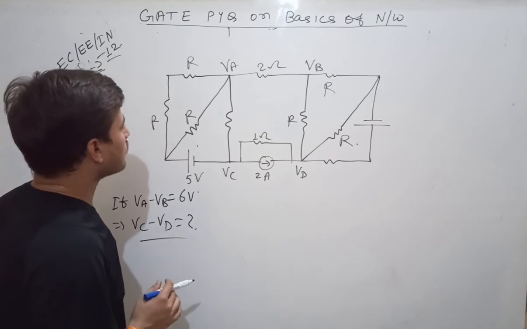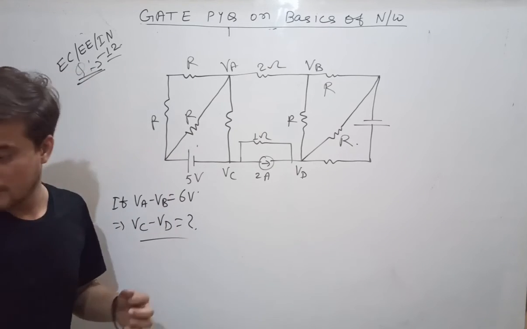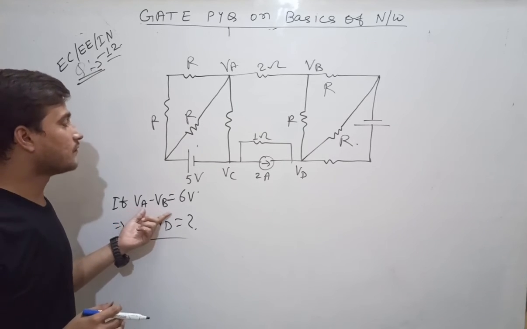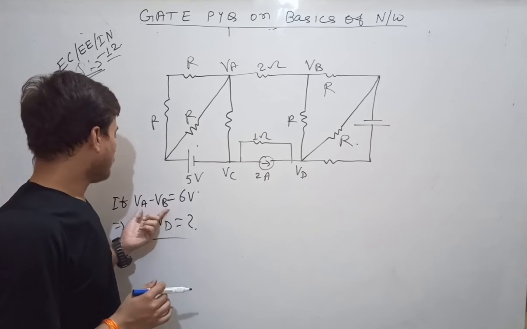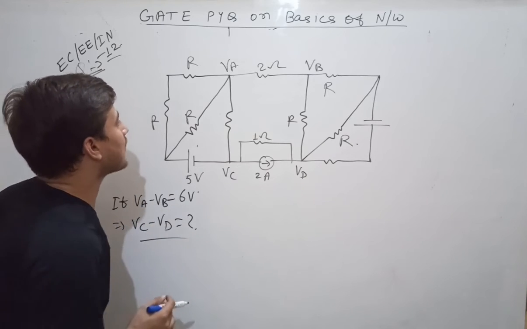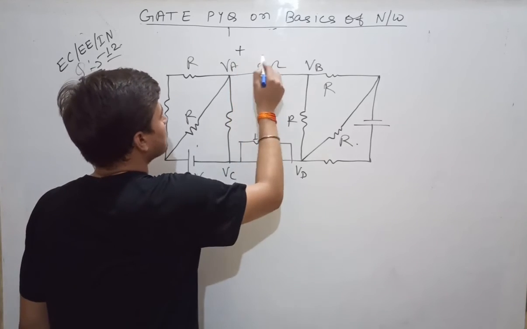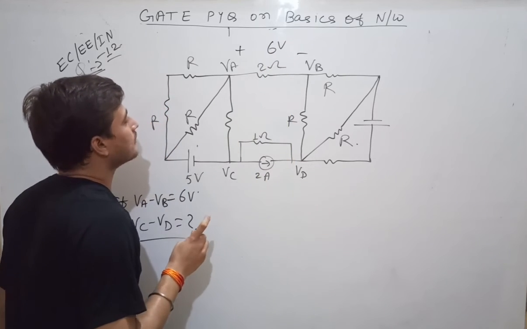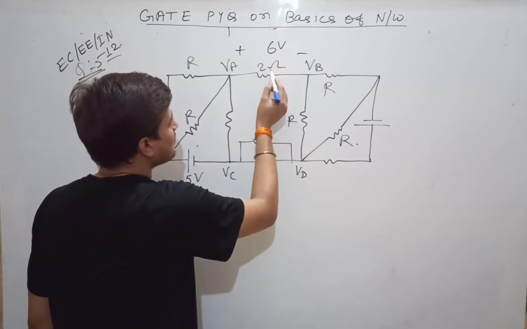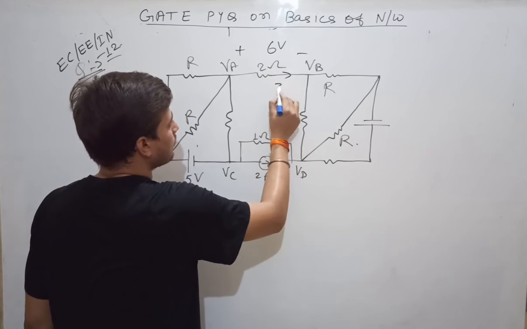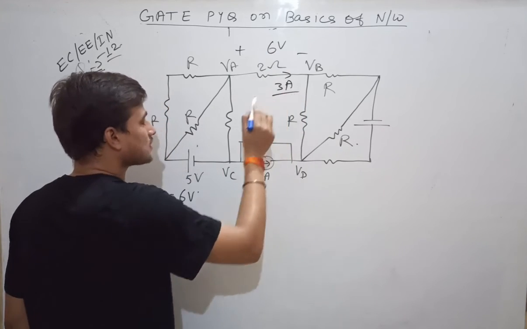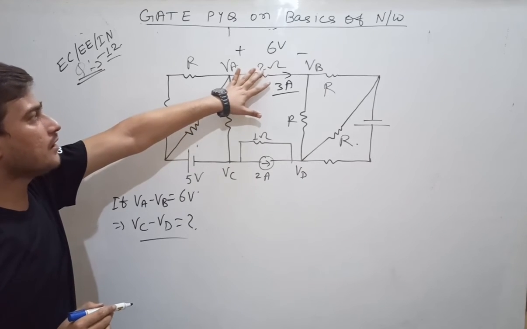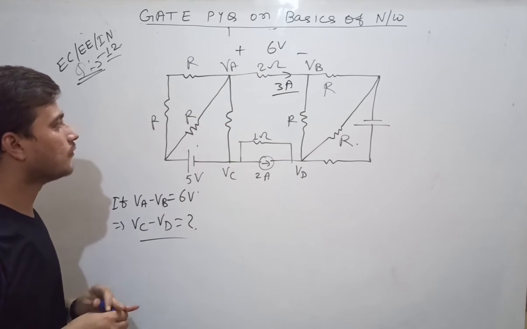How to solve this question? Here you see VA minus VB is given 6 volt. Come to the solution. VA minus VB is 6 volt. That means here it is plus minus 6. If it is plus minus 6 volt, then what will happen? 6 by 2, that means 3 ampere of current flowing through this branch. Then only here it will be 6 volt voltage drop.